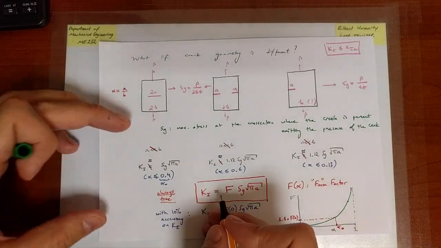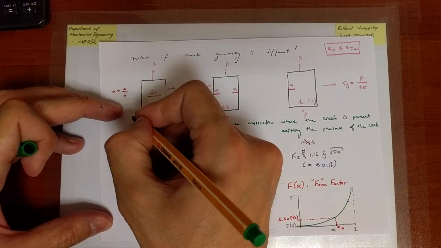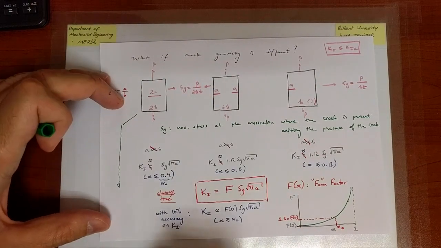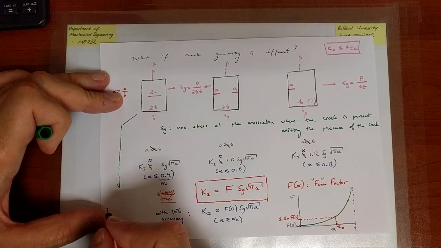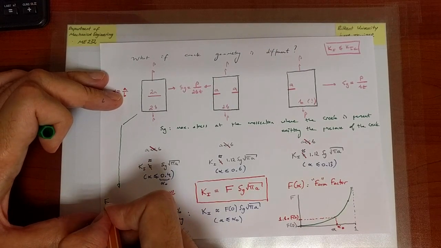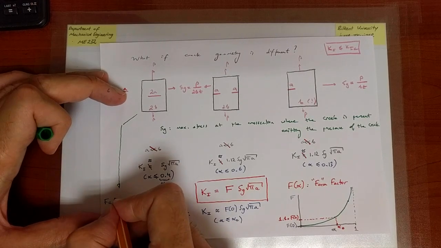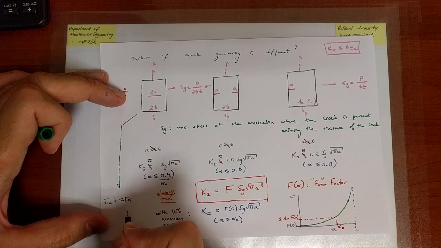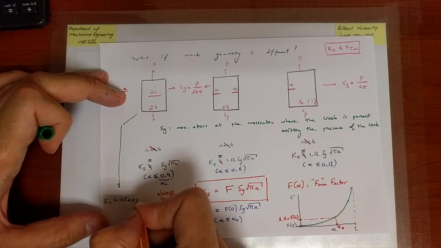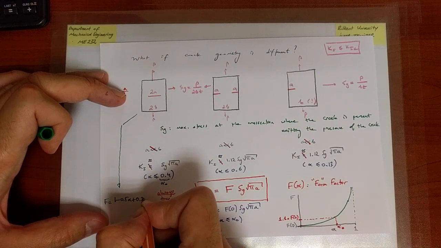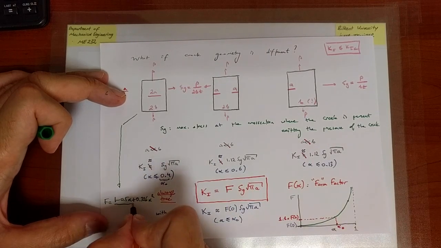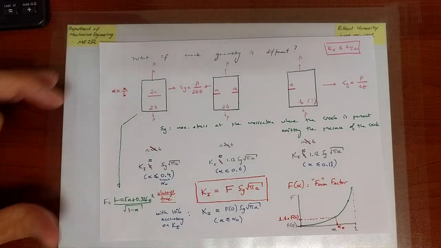The form of f for this particular scenario is something that I'd like to give as an example. Here, the form of f is given as 1 minus 0.5 alpha plus 0.326 alpha squared, divided by the square root of 1 minus alpha.